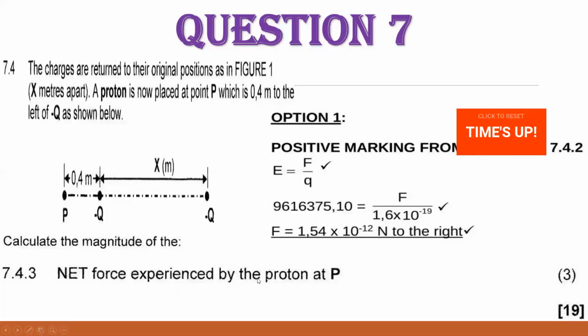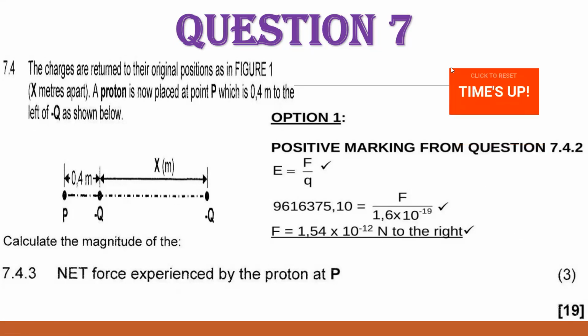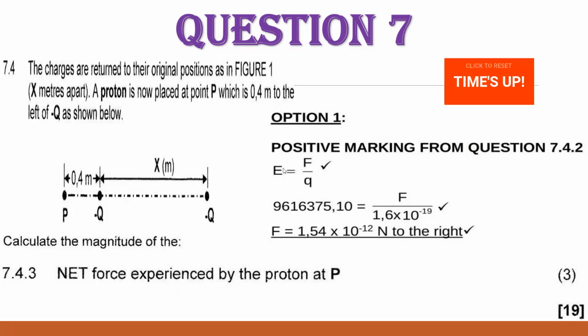Now, first option, you remember we said force over charge. You can use this way. We are looking for net electrostatic force. You already know the net electric field. If you know the net electric field, it is easy to calculate the net electrostatic force. This is your first option. All right, negative, just the positive mark, because we are using that electric field from that question.